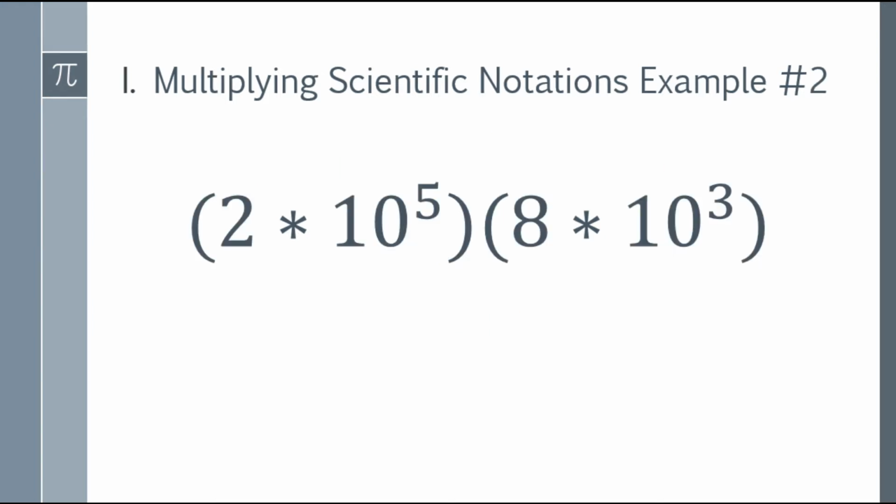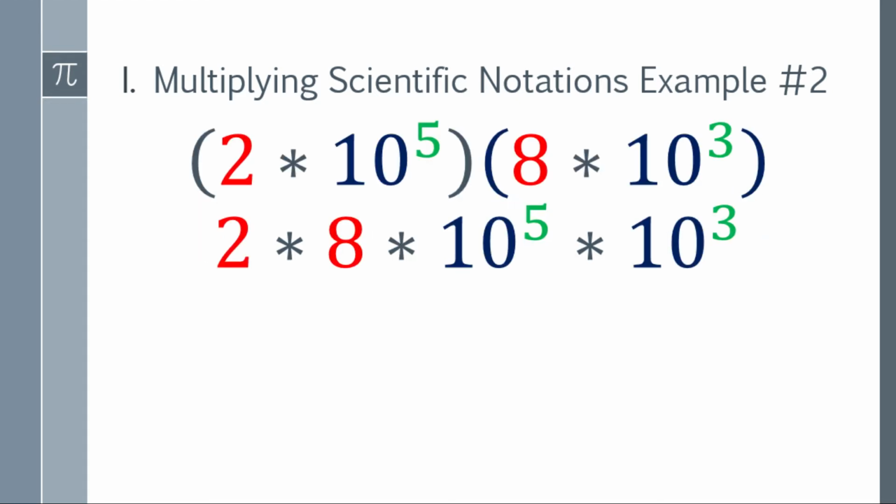Next example. What if we have the quantity 2 times 10 to the 5th power multiply to the quantity 8 times 10 cubed? So, pagsamahin mo muna yung mga hindi base 10, it will be 2 times 8. At pagsamahin mo na yung 10. 10 to the 5th power times mo ng 10 cubed.